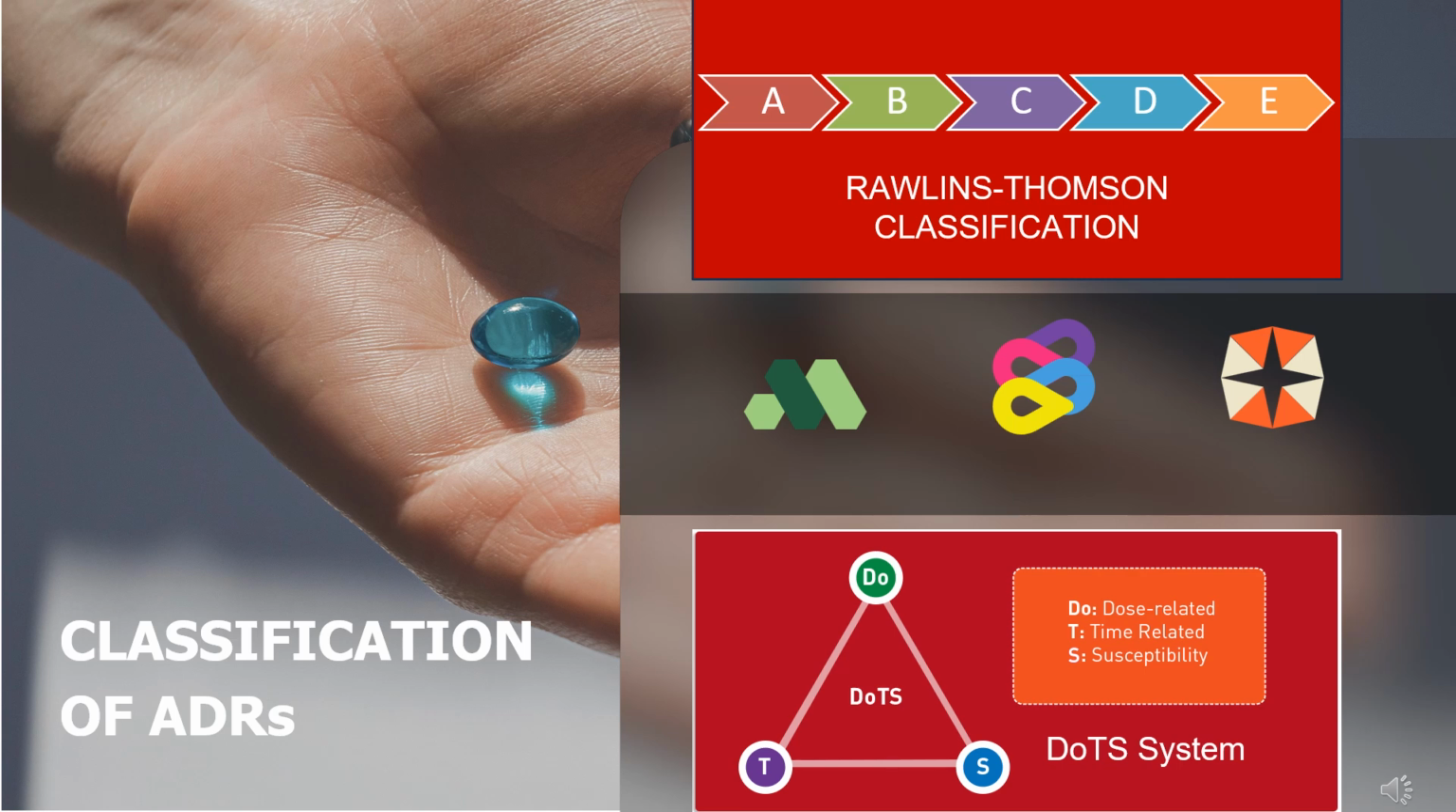For the first classification of ADR, as we already discussed just now, which involves the Rawlins-Thompson classification A, B, C, D, E, and sometimes it can go to F reaction. The A, B, C, D, E is more useful for the clinicians. And the second classification of ADR is the DoTS system. This is more precise but complex, and this system is very useful for research purposes.